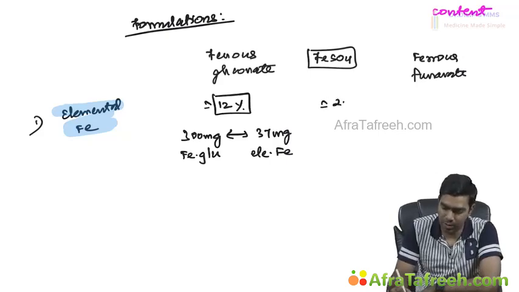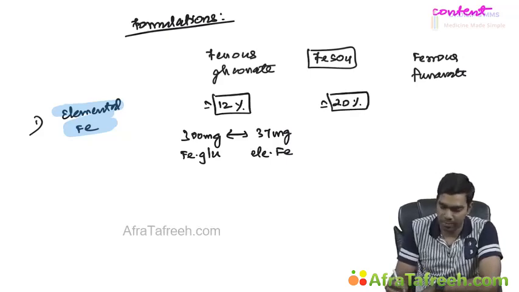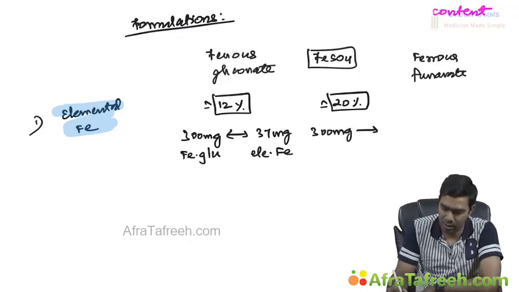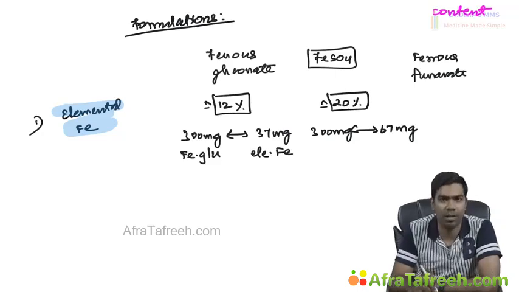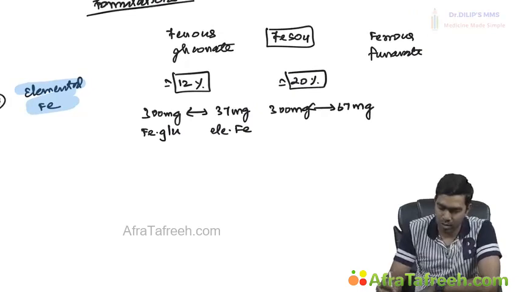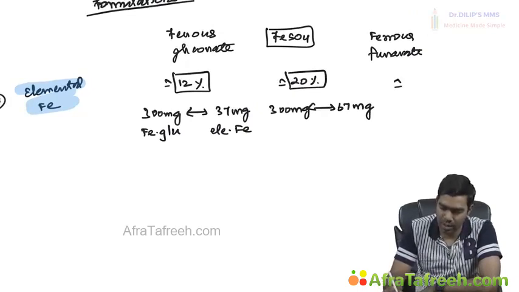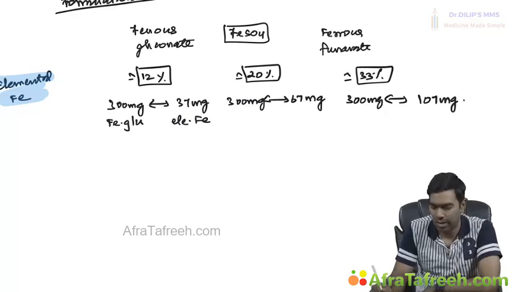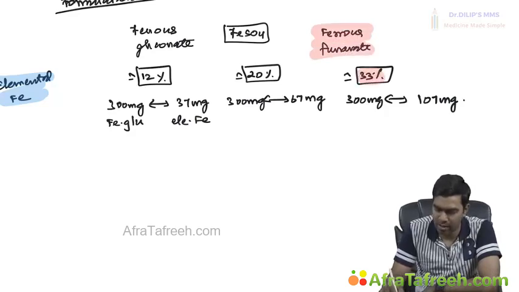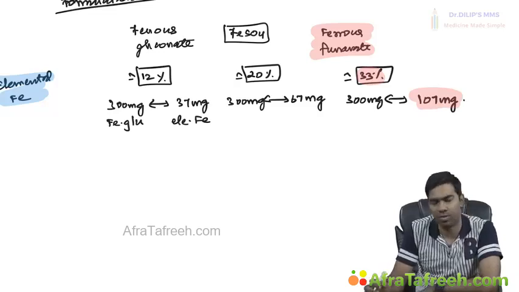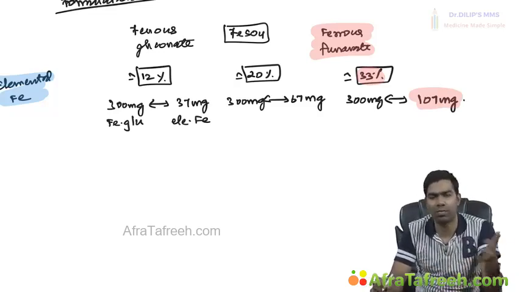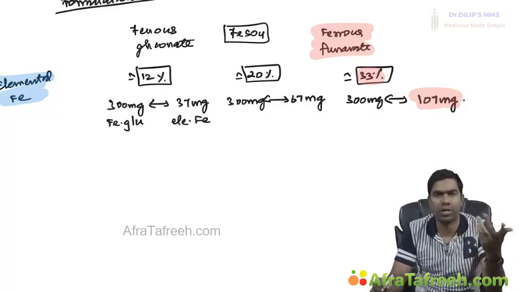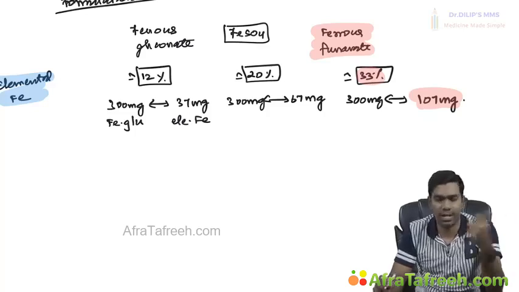Similarly, ferrous sulfate contains approximately 20% of elemental iron, which means a 300 milligram tablet is going to contain approximately 67 milligram of elemental iron. Then ferrous fumarate contains 33% of elemental iron, which means a 300 milligram tablet is going to contain approximately 107 milligram of elemental iron, which means the highest iron content is with ferrous fumarate. The highest iron delivery also is going to happen with ferrous fumarate. Because of its very high iron content, it's going to have the maximum gastrointestinal intolerance and side effects as well.